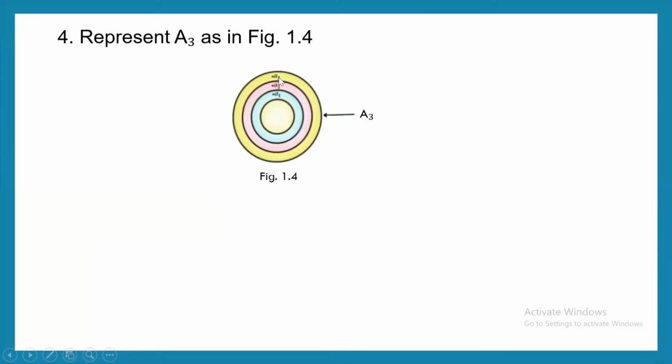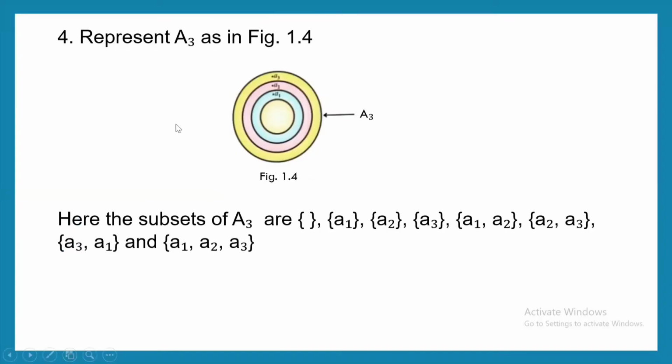Anybody who can think of how many subsets are going to be in A3? See, let us try to count the number of subsets. I can take the empty set. Then I can take the single elements: the set containing A1, the set containing A2, the set containing A3. Then I can take A1 and A2, A2 and A3, A1 and A3, and finally I can take A1, A2, and A3 together. So how many subsets do I have? I have 1, 2, 3, 4, 5, 6, 7, and 8. Can you identify the pattern that is there?